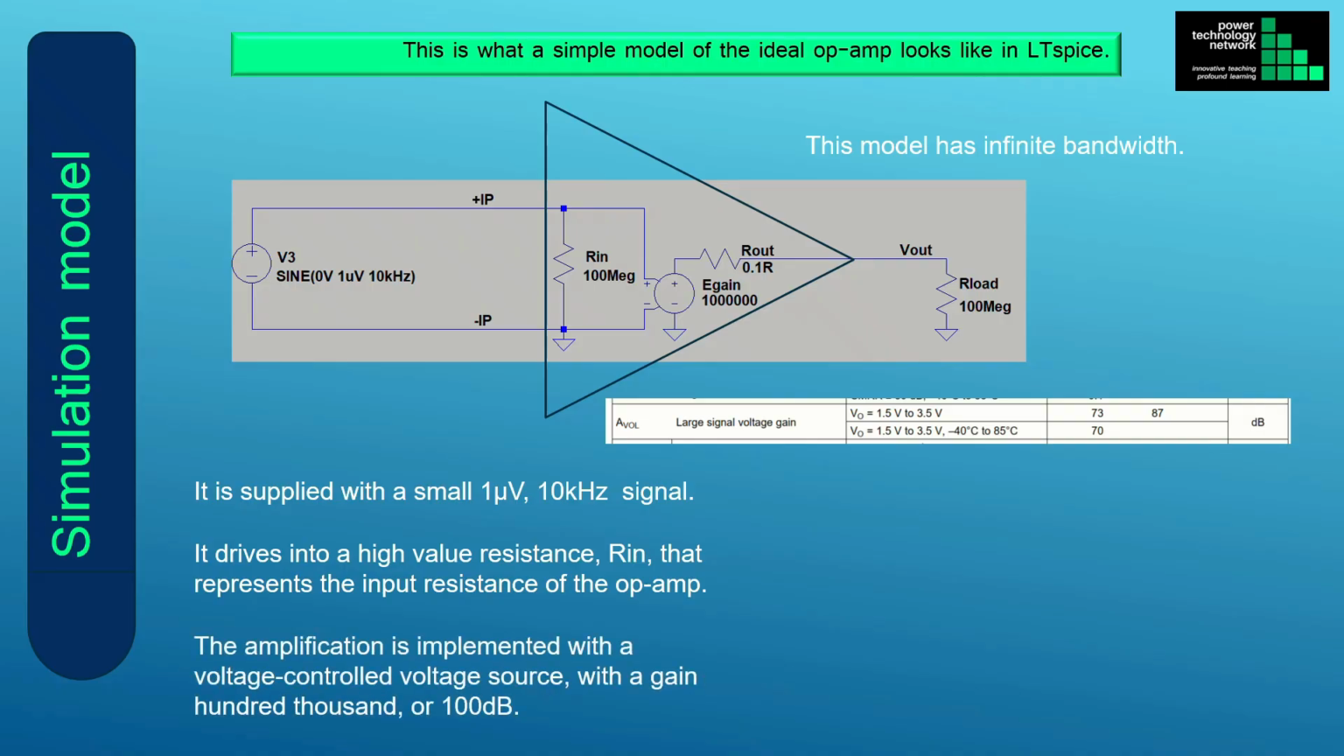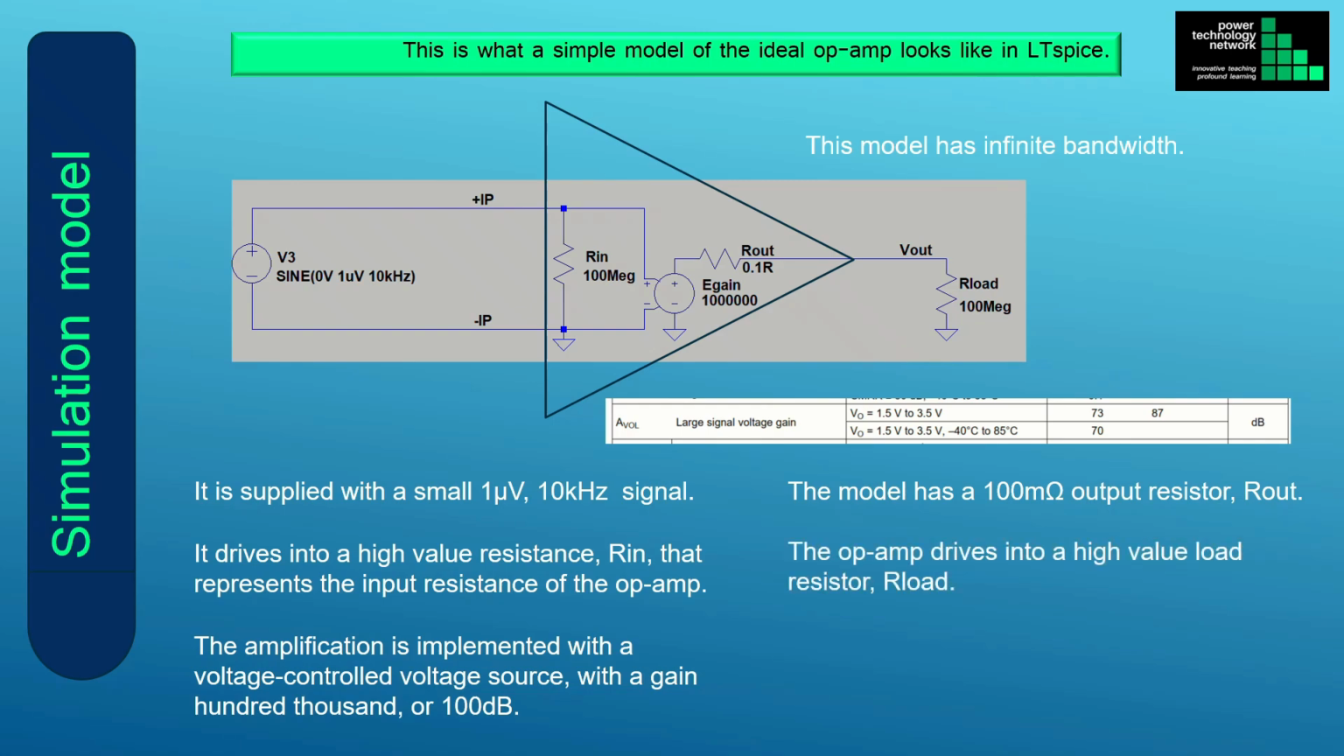The amplification is implemented with a voltage-controlled voltage source, with a gain of 100,000, or 100 dB. This is shown in the schematic as E-gain. The gain is equal to 100,000, or 100 dB. The model has a 100 milliohm output resistance. The op-amp drives into a high-value load resistor, in this case it is 100 megaohms.